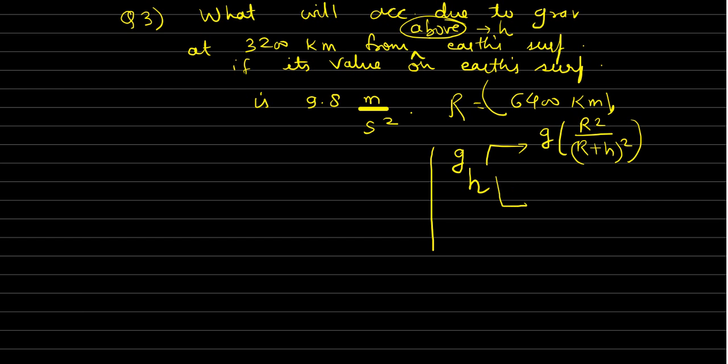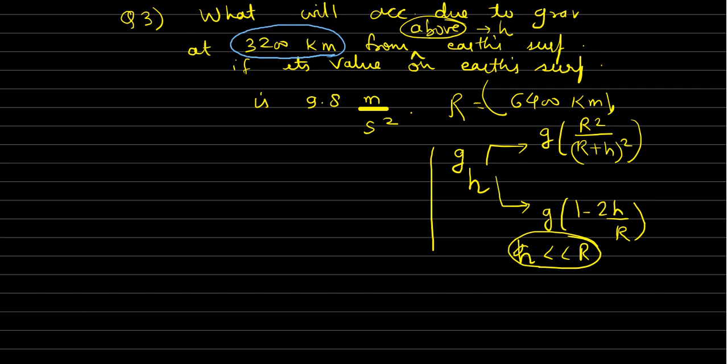But the second formula was applicable only when height is very much less as compared to the radius of Earth. So in this case, as we can see, the height is not very less, although it is significant as compared to the radius of Earth. So we have to apply this first formula. So I can write g_h is equal to g R square divided by (R plus h) whole square.